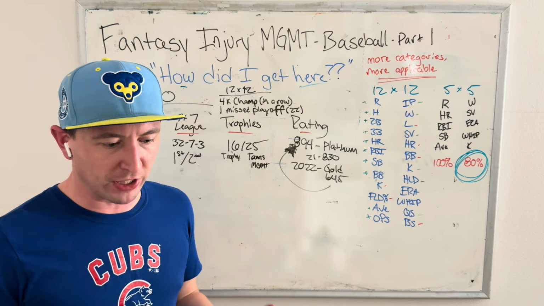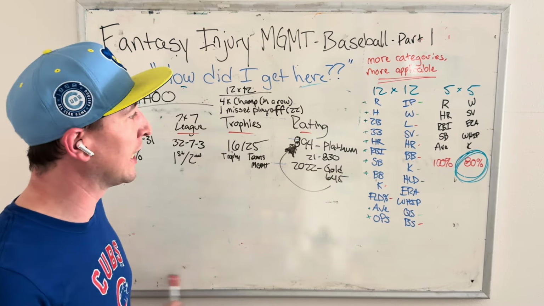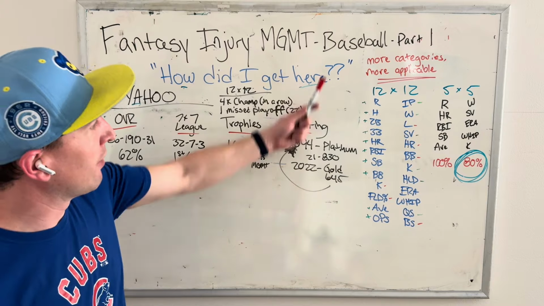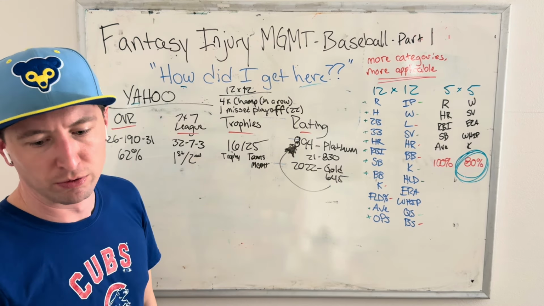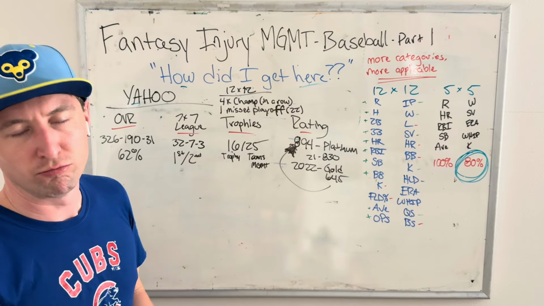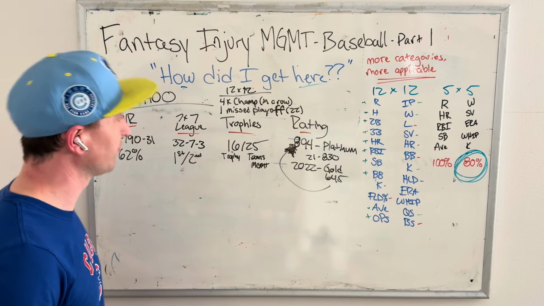How did I get here? Well, that's the basis of it. Basic ratios. I'm going to take the odds every time, having more categories, being very successful. We'll talk philosophy next time on part 2. Fantasy injury management, part 2.